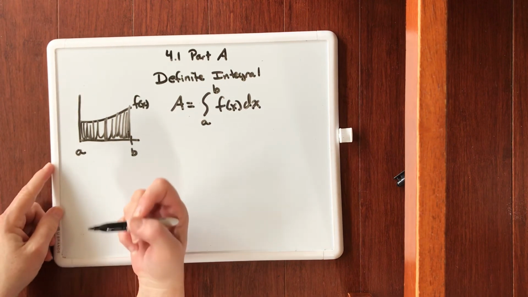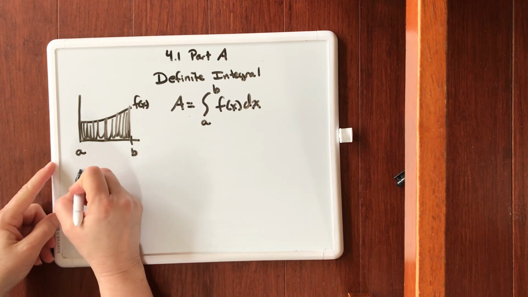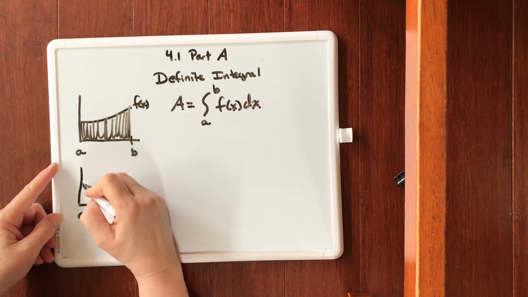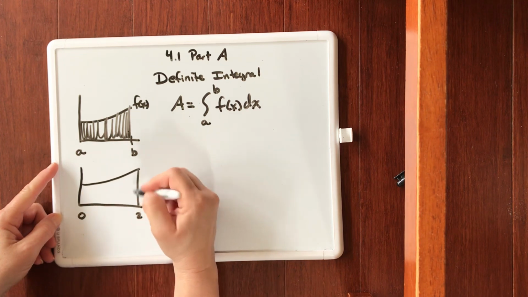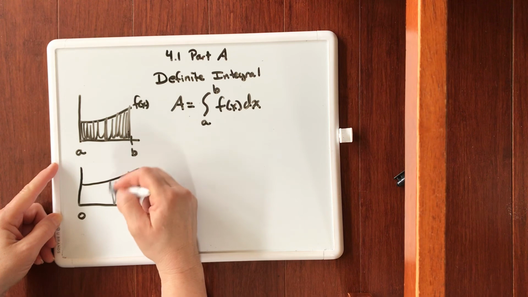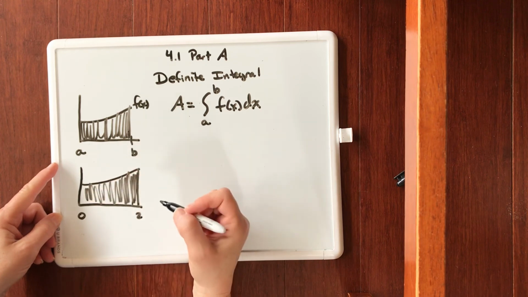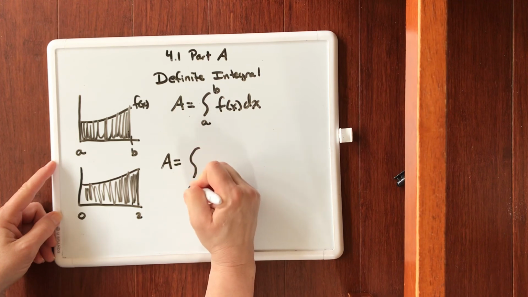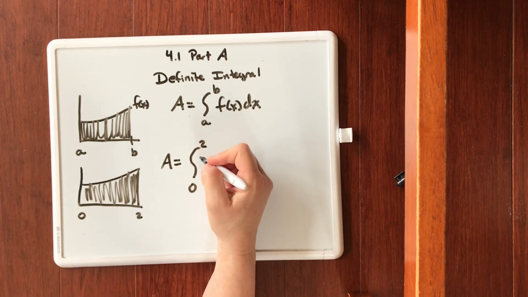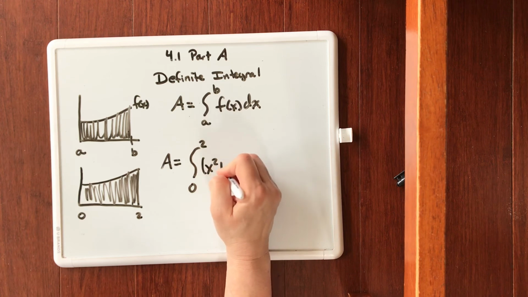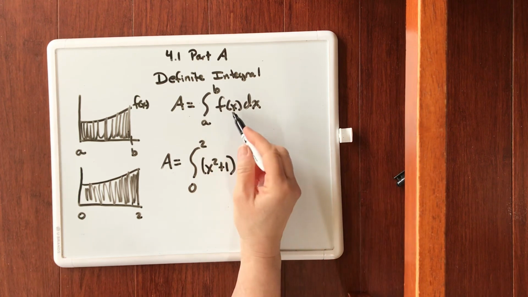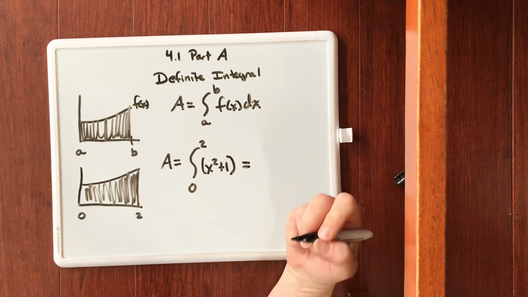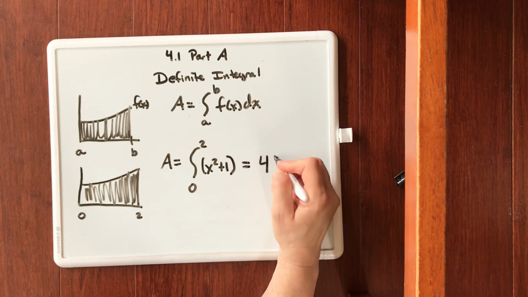Okay, so in our little example, we want to integrate from 0 to 2. Okay, we want to find out what this area is under the curve. All right, so we would say the area equals, we're going to integrate from 0 to 2 of x squared plus 1, because that's what our f of x was. Now, we're going to learn how to do this later. I just want you to know there is an exact answer, and the answer is 4 2/3.